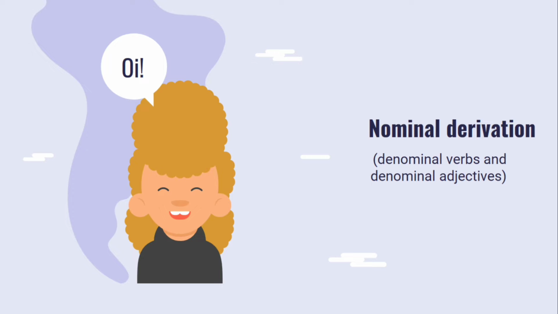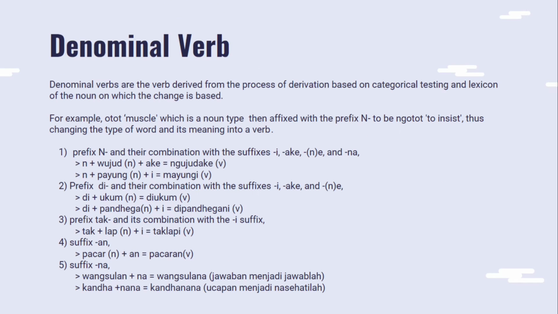other words. Jadi, derivasi nominal merupakan proses morfemis yang mengubah identitas leksikal sebuah kata, yang mengalami proses perubahan kata yang melibatkan afiks-afiks derivatif dengan dasar kata benda menjadi kelas kata lain. And nominal derivation itself divided into two parts, that is denominal verbs and denominal adjective.